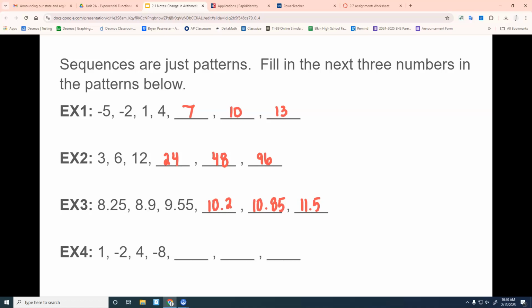Okay, what about the last one? It's times -2. Anytime you see the number switching from positive, negative, positive, negative, you are probably multiplying by a negative number. So if we multiply -8 by -2, we would get positive 16. If we multiplied positive 16 by -2, we would get negative 32. And if we multiplied negative 32 by -2, we would get positive 64.